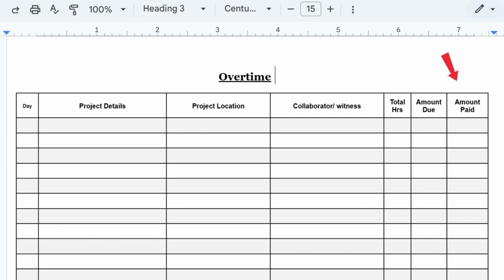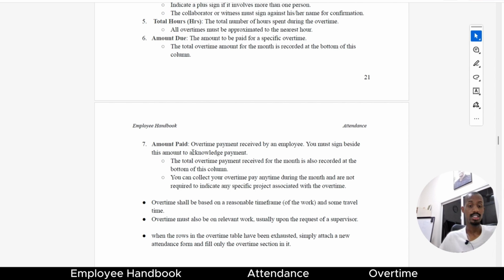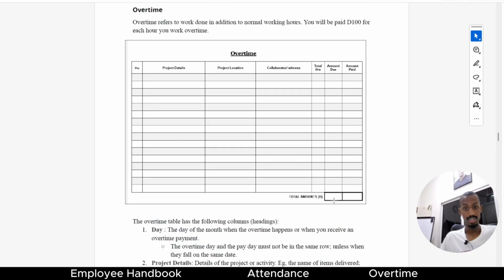Remember, I told you that you can come and ask for your overtime money anytime. So if you are paid overtime, you can come and record it, and you will be given your money. But you have to fill the overtime form and show it to your supervisor or the person paying you so that they can pay you and then sign. The total overtime payments received at the end of the month will be recorded at the bottom. You see the total amount owed to you for overtime and the total amount already paid to you. You will be transferring this into the income summary later.